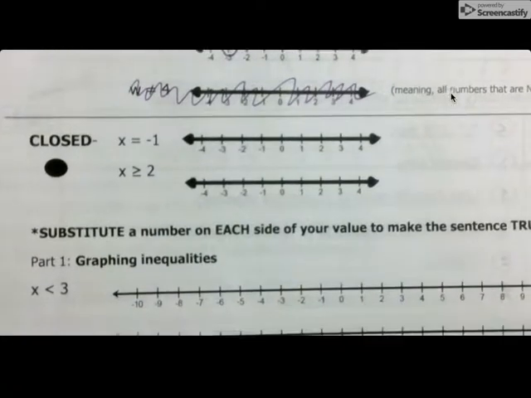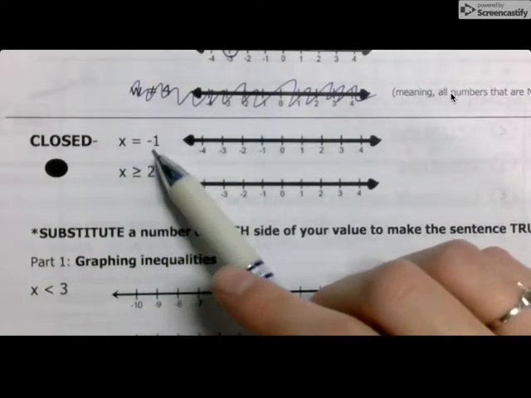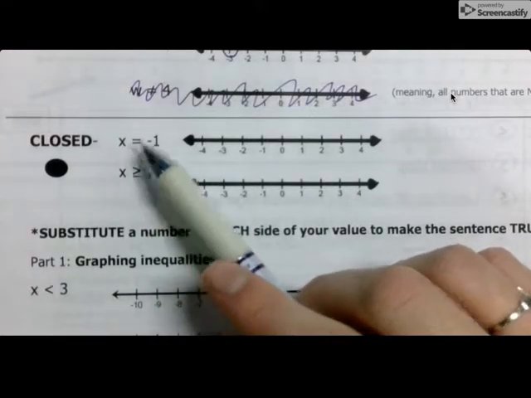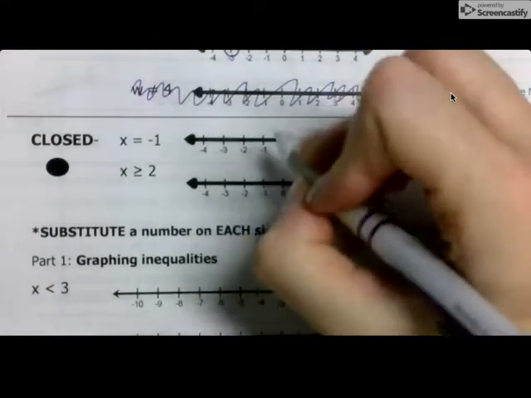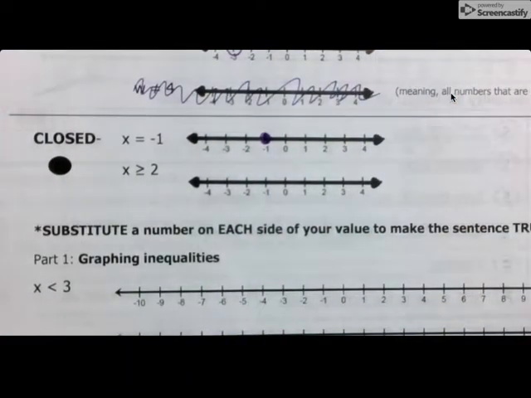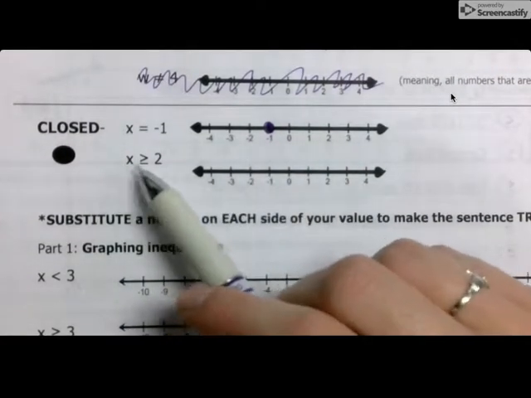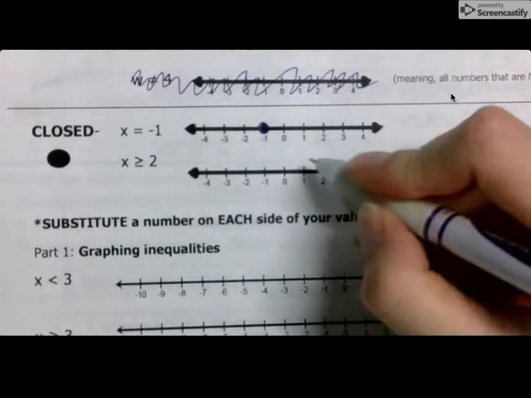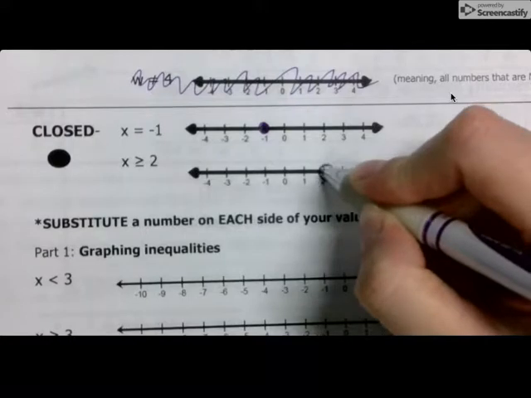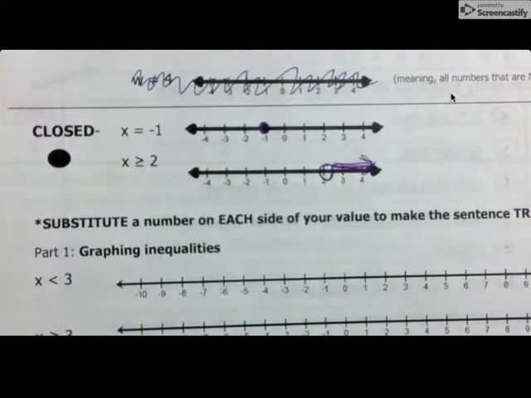Okay? All right. So now we're going to look at closed ones. So it says x equals -1. X equals -1. So we're just going to put a dot at -1. We don't have any inequality sign there, so it's just going to be there. For the next one, it says x is greater than or equal to 2. So we're going to put a dot at 2, and we're looking for numbers bigger than 2, so that means that we're going to the right.